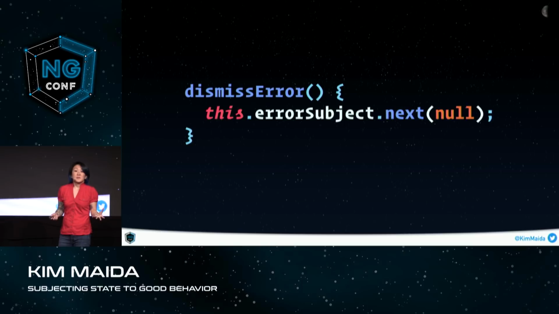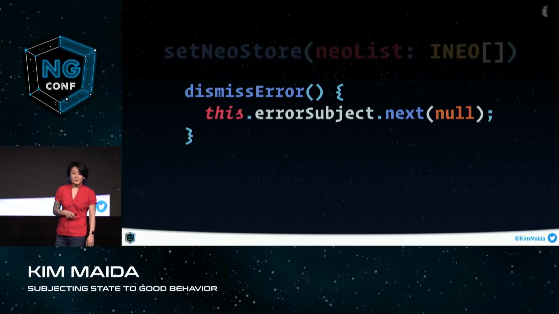Now I also need a way to dismiss the errors, because I would never put errors in my store. I need some way to tell the error subject if it shouldn't be showing an error anymore. So I'm just going to emit null from my error subject whenever I need to do that.